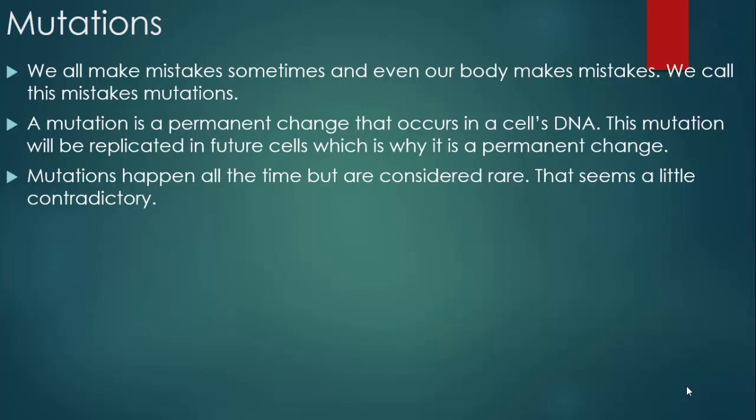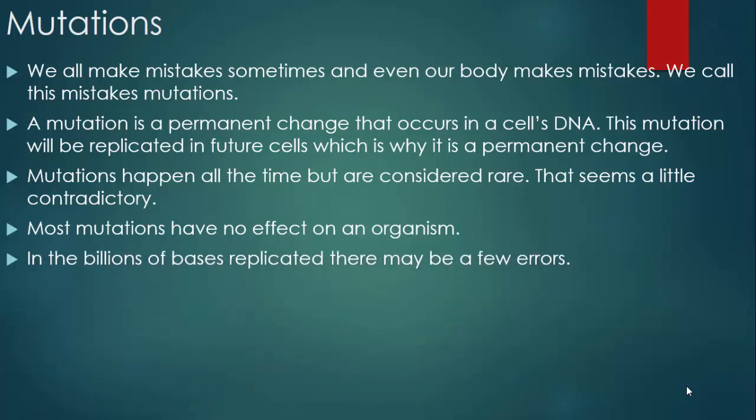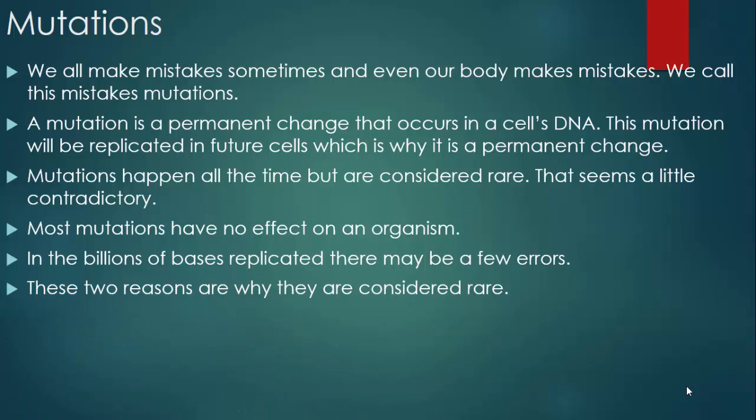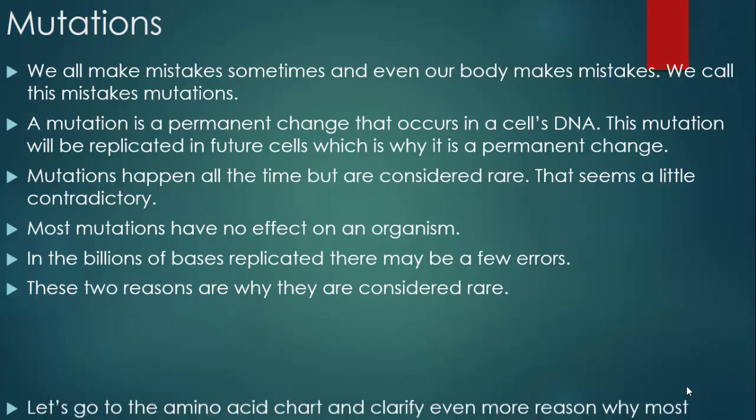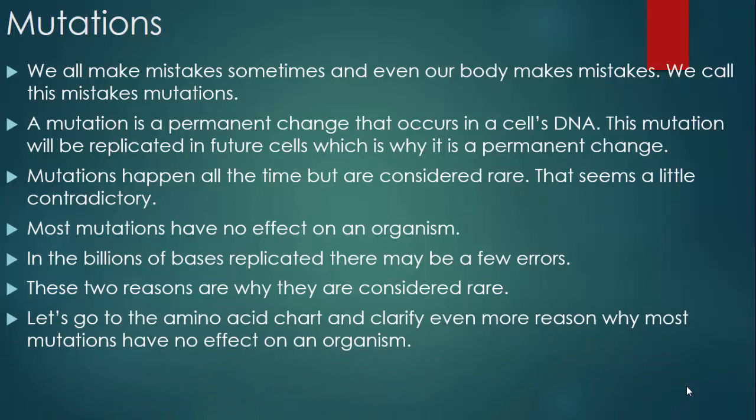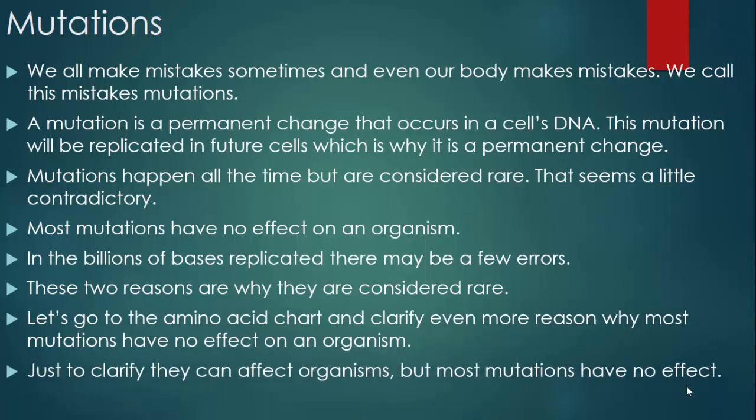Now, mutations happen all the time, but they are considered rare. Now, that seems a little contradictory. If they happen all the time, how can they be rare? So here's why. Most mutations have no effect on an organism because there is more than one nucleotide that codes for the same amino acid. Now, in the billions of bases replicated, there may be a few errors, and these two reasons are why they're considered rare. So let's go to the amino acid chart and clarify even more reasons why most mutations have no effect. Now, just to clarify, they can affect organisms, but most mutations have no effect.